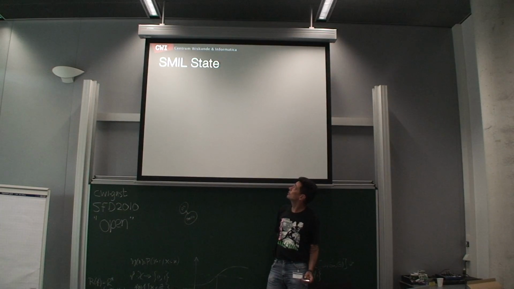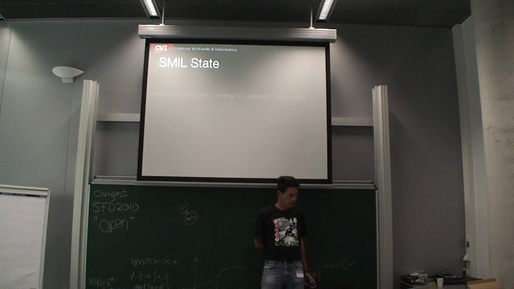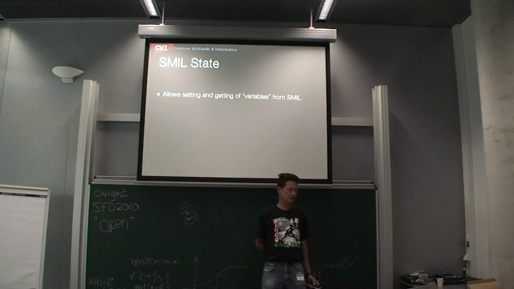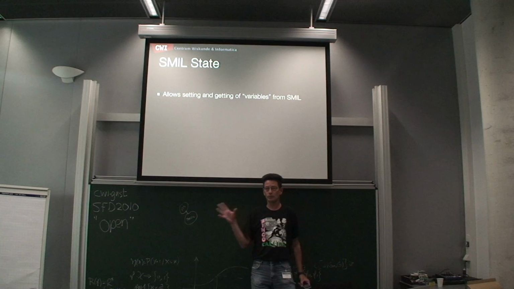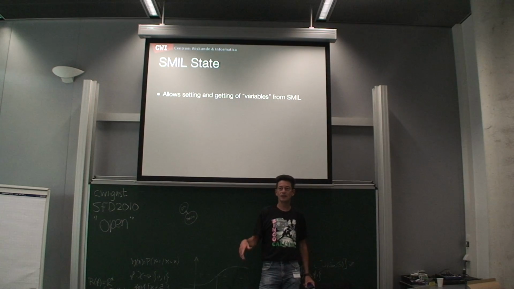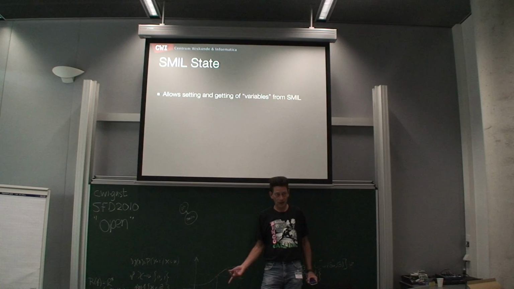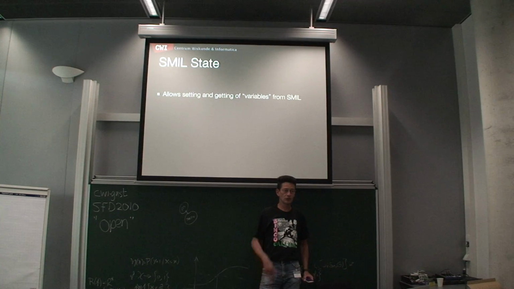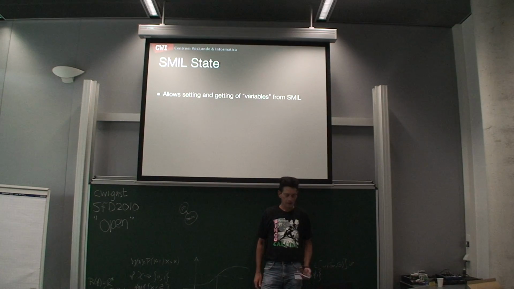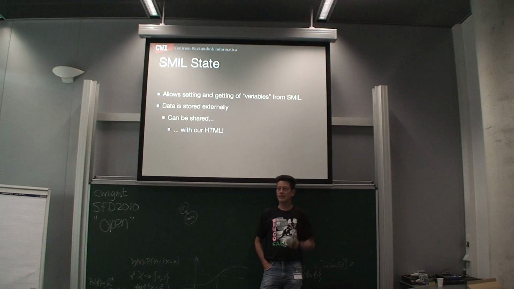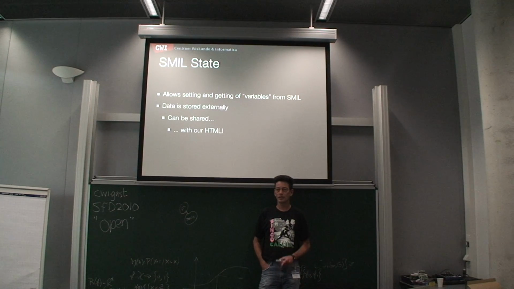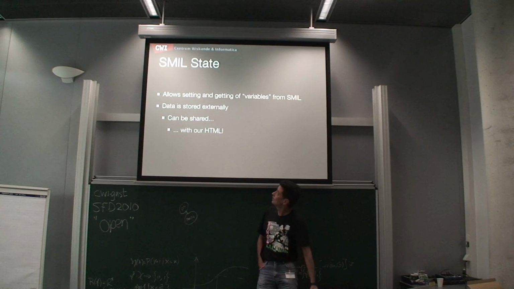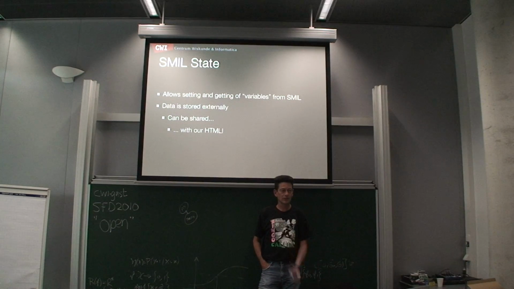So this is where SMIL state comes in. SMIL state is a way of getting and setting variables in SMIL. Even though SMIL has only predefined constructs for, say, language is English, we can now do something only on a Monday by programming in some external language, setting a variable, and the SMIL can pick up that variable. Moreover, the data of the variables is stored externally, or is at least externally accessible. That means we can share it, and in this example, what we can share it with is our HTML code.